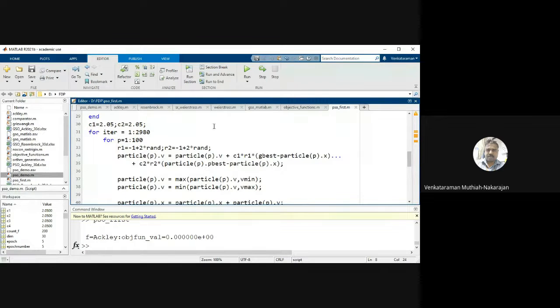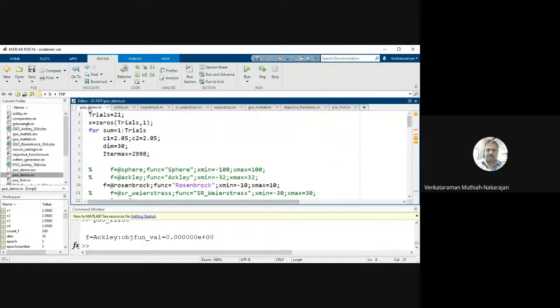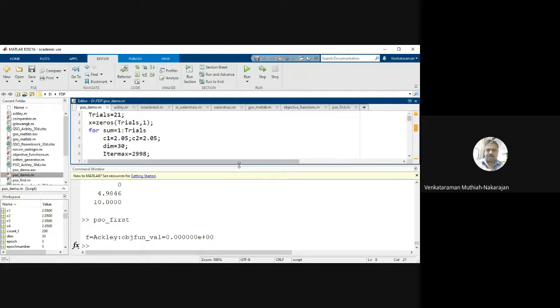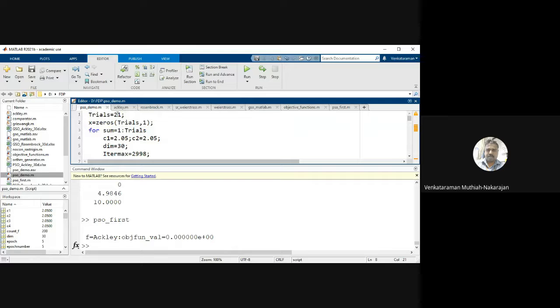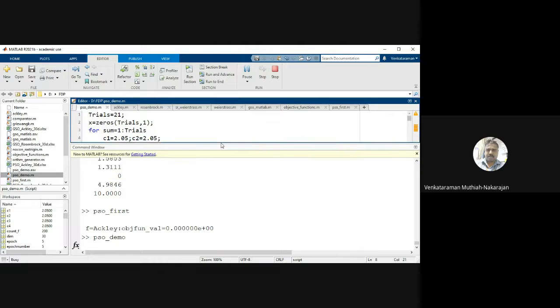Okay, so we'll try out this program with other functions and compare with other algorithms. Suppose I have written a PSO code for the Rosenbrock function, and I'm running the code for around say 21 trials, meaning I'm running the code repeatedly for 21 times, and I'm seeing how best the function is optimizing.